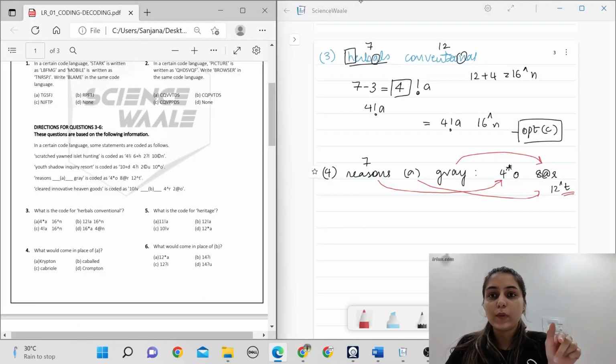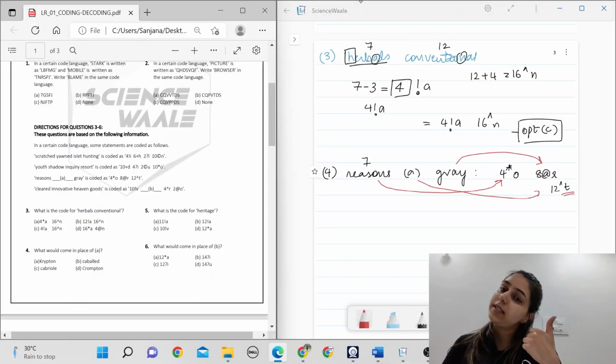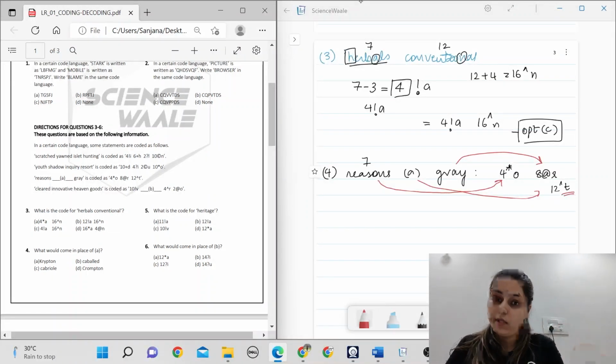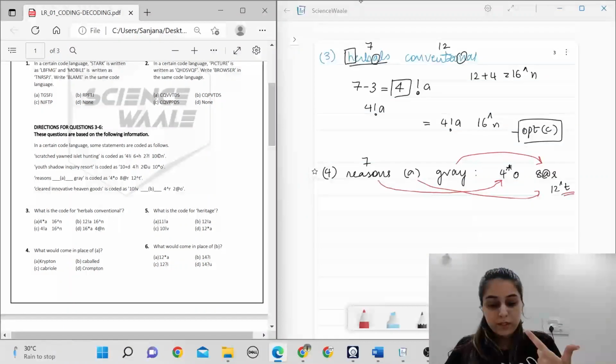Krypton is a 7-letter word. It's an odd number. 7 minus 3 is 4. We need 12. That's not satisfying. Let's move on to the next option. Cable. It's an 8-letter word. It's an even number. 8 plus 4 is 12. It satisfies the condition as you need 12 power T. It is satisfying it.